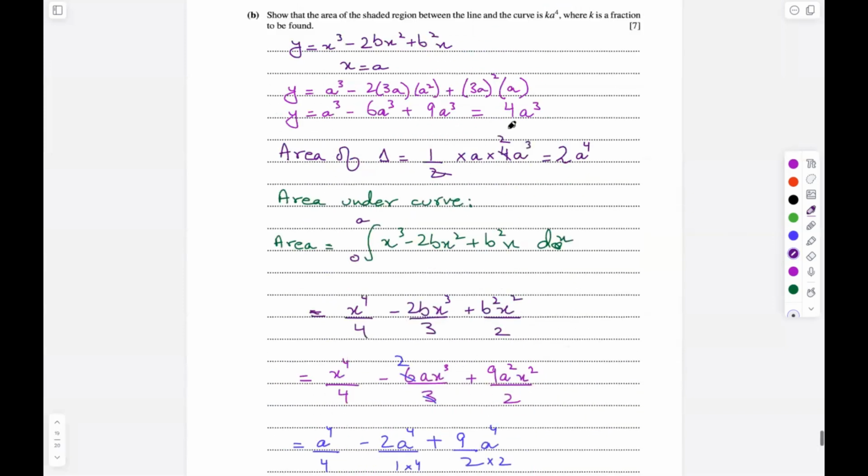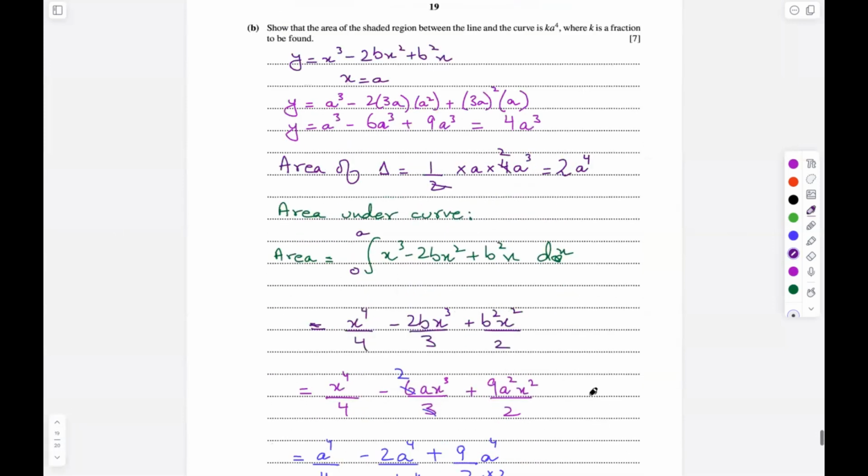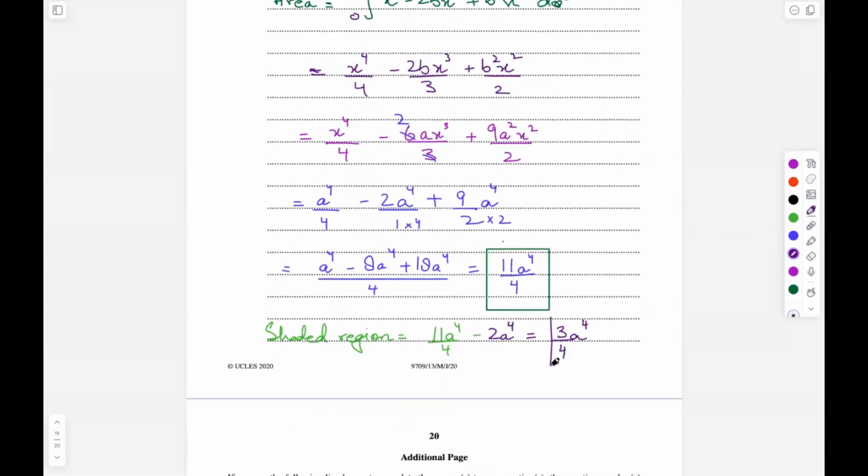And as we had to give our answer in terms of k a to the power 4, where k is a fraction, the value of k in this case will be 3 upon 4.